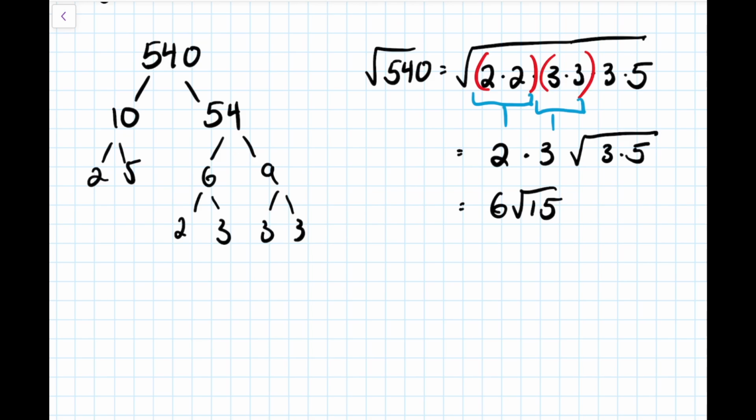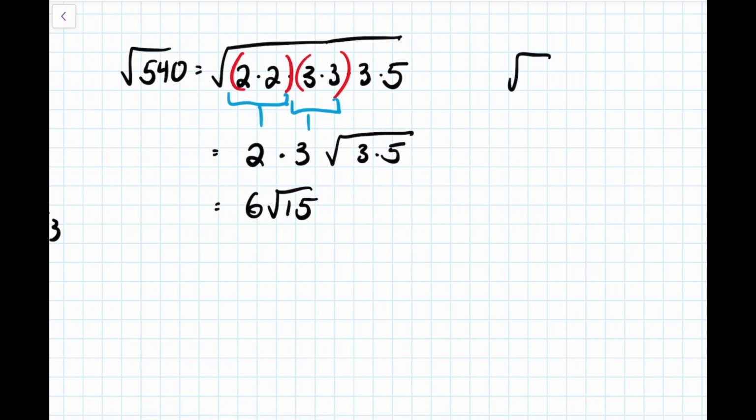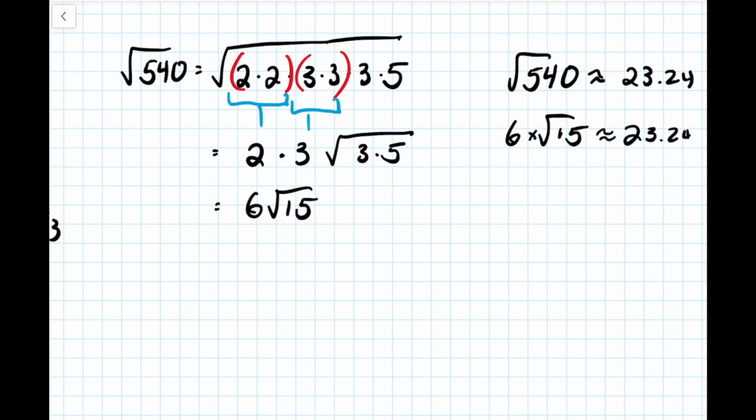And again, this is really easy to check. If you just plugged root 540 into a calculator, you're going to find out that it's got a value of, give or take, 23.24. And if you do 6 times root 15 in a calculator, you're going to get that same 23.24. So really, really easy to check up on if you're using a calculator.